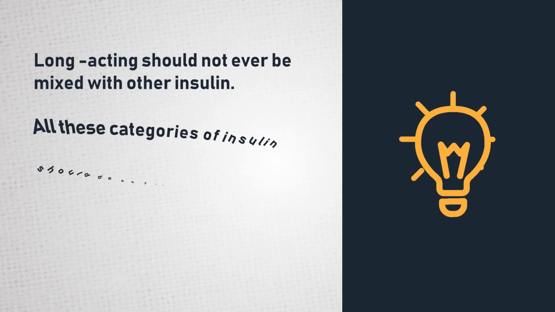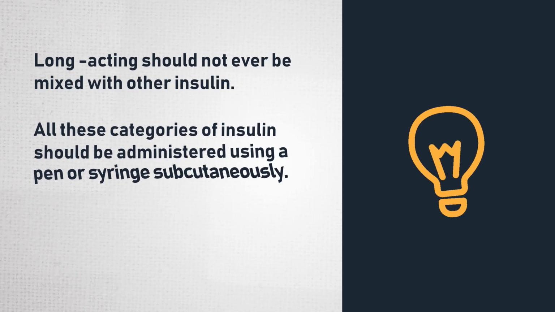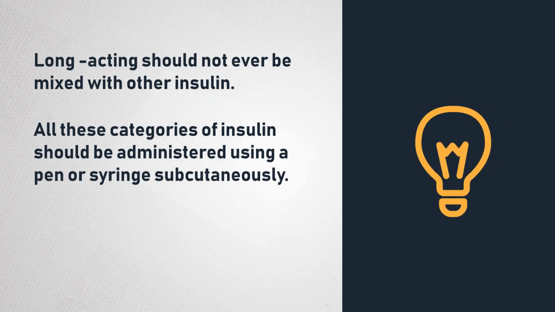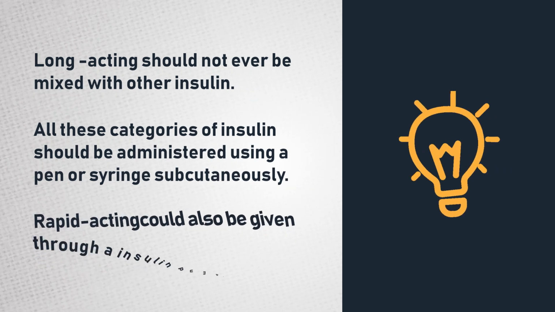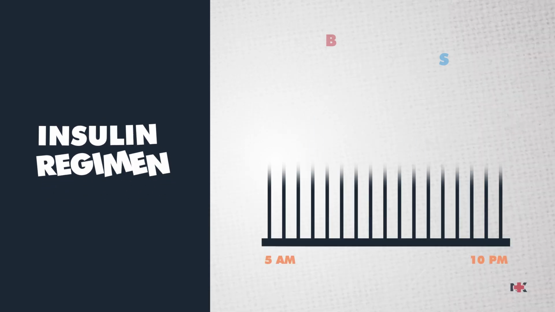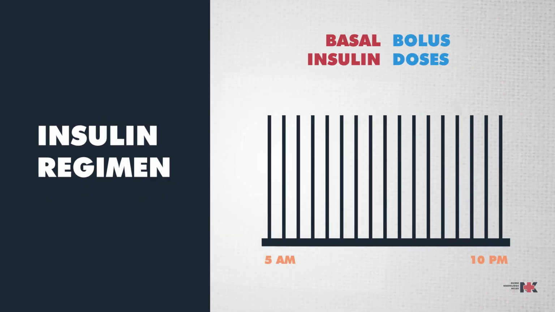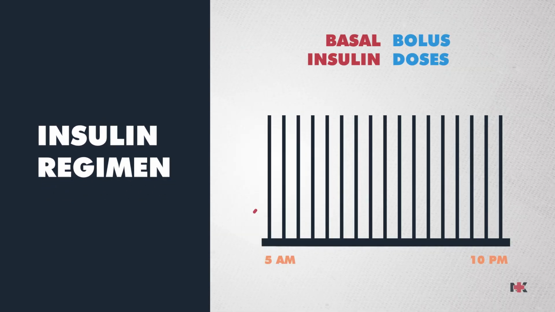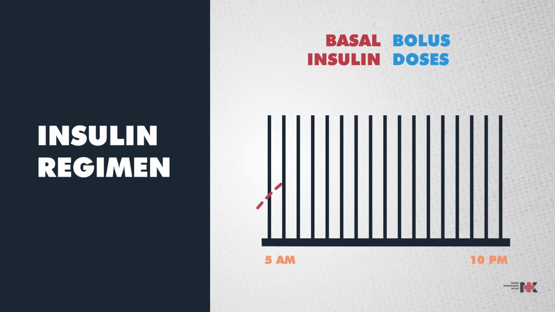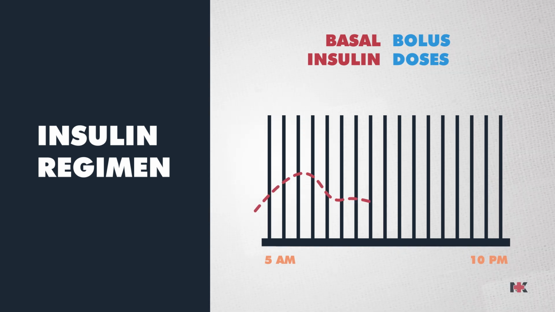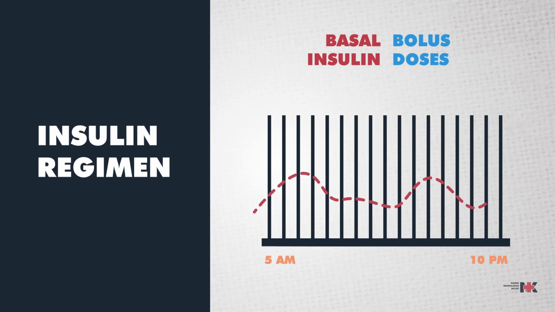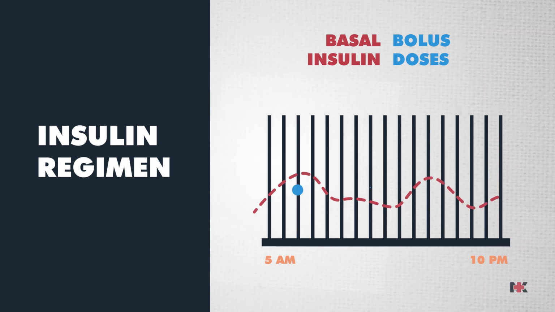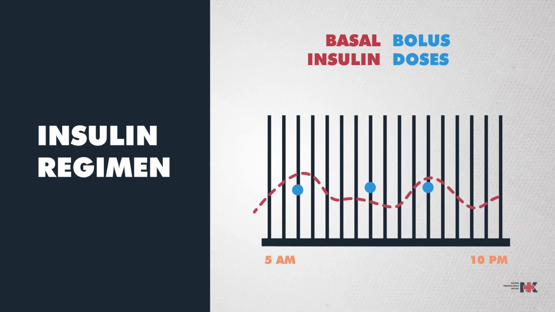And all these categories of insulin should be administered using a pen or syringe subcutaneously, while our rapid-acting insulin could also be given through a pump. One of the most commonly used insulin regimens is known as basal bolus, in which the basal insulin, the slower-reacting kind, like intermediate or long-acting, is given before bed in order to maintain fasting blood glucose levels. In addition, a bolus of a rapid or short-acting insulin is given before meals to control postprandial glucose levels.